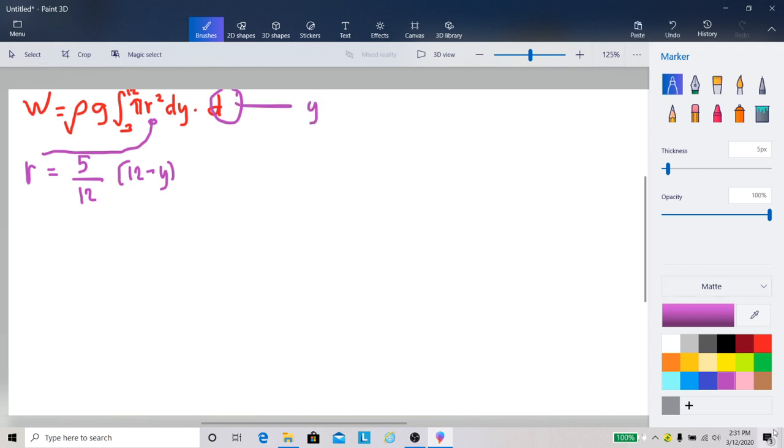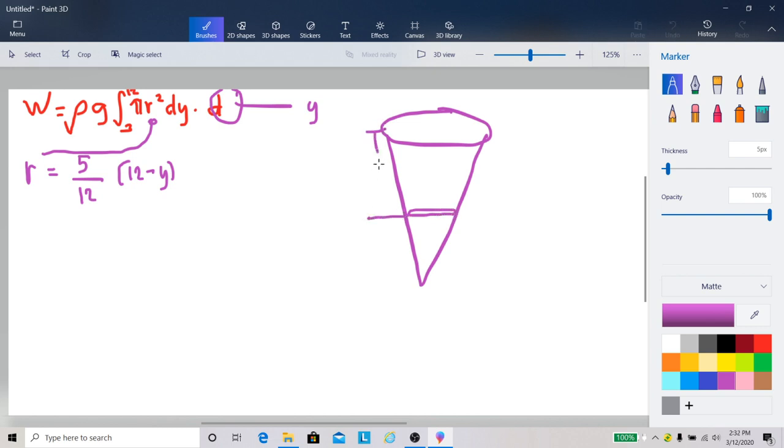Because if we try to analyze the problem, we have this cone here, and this is your elementary strip here, and you say this is a value of y. It will be integrated, the work will be done from here up to here. That will be the displacement, and that y is varying from 12 to 3. So the displacement is simply y. Okay, so we are now ready to plug in the values.